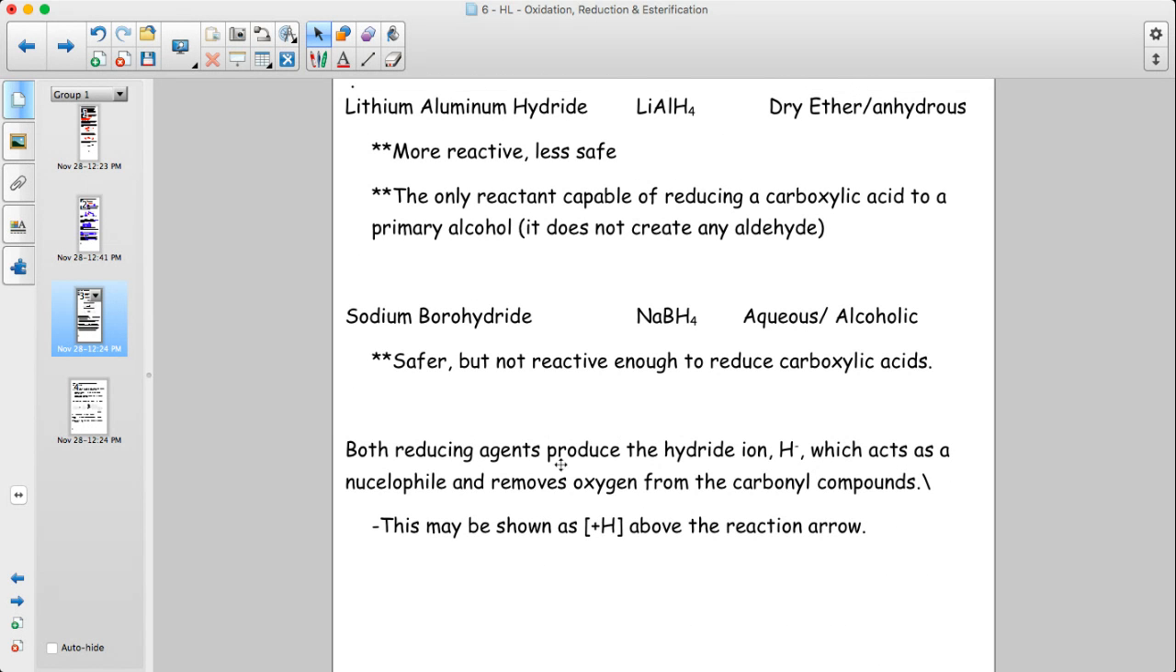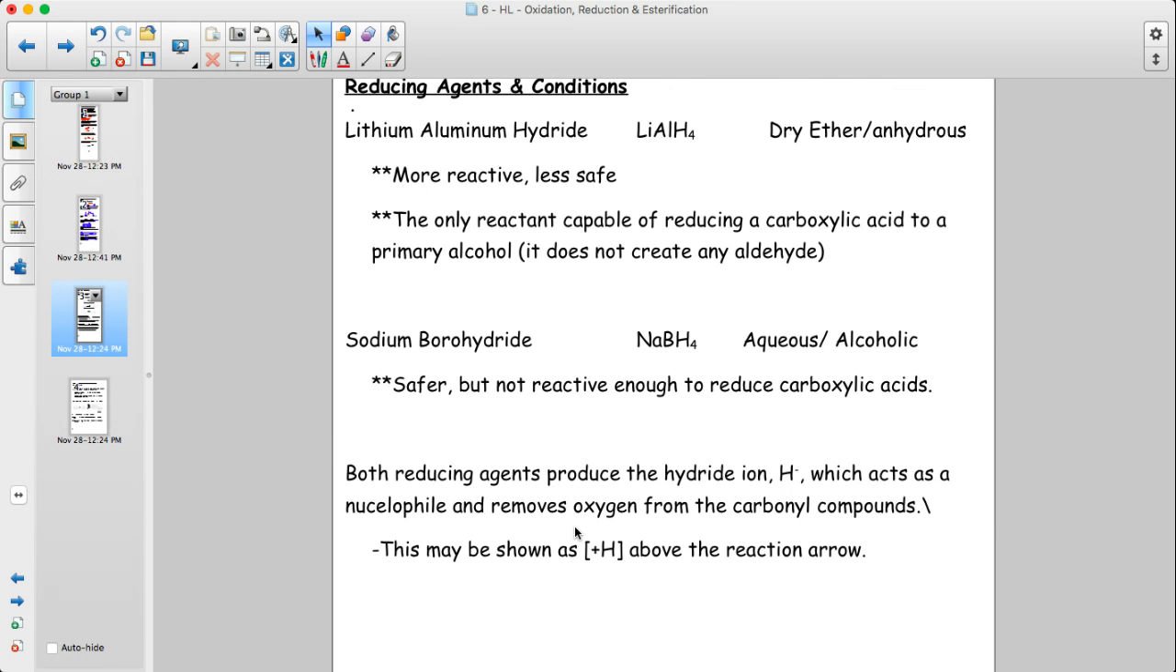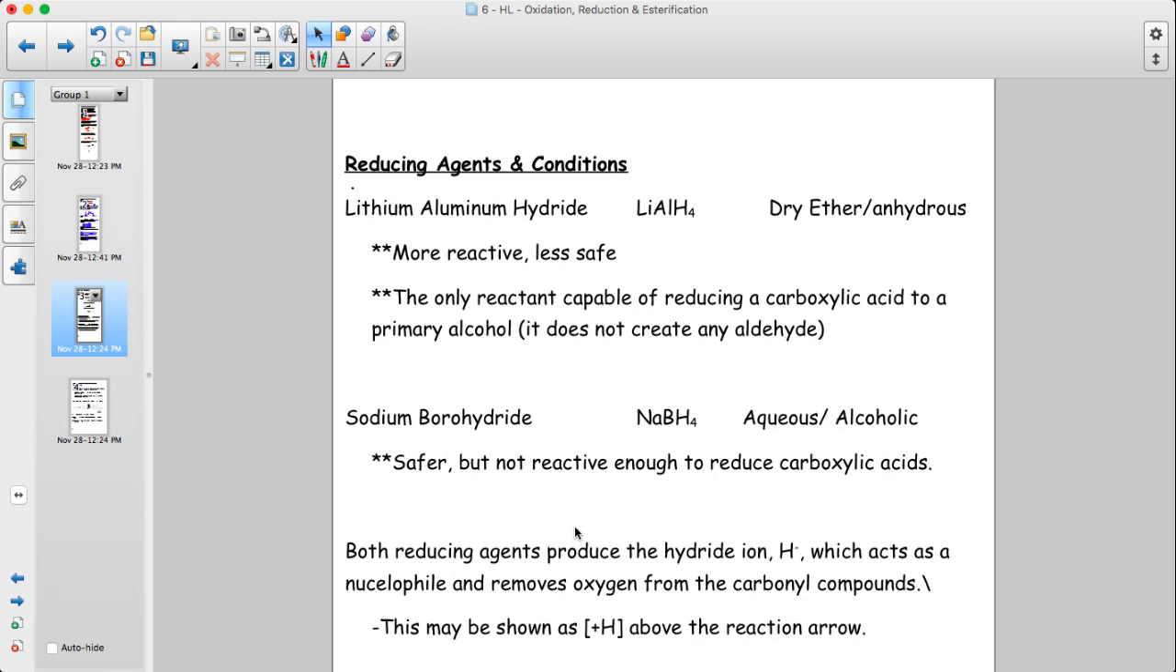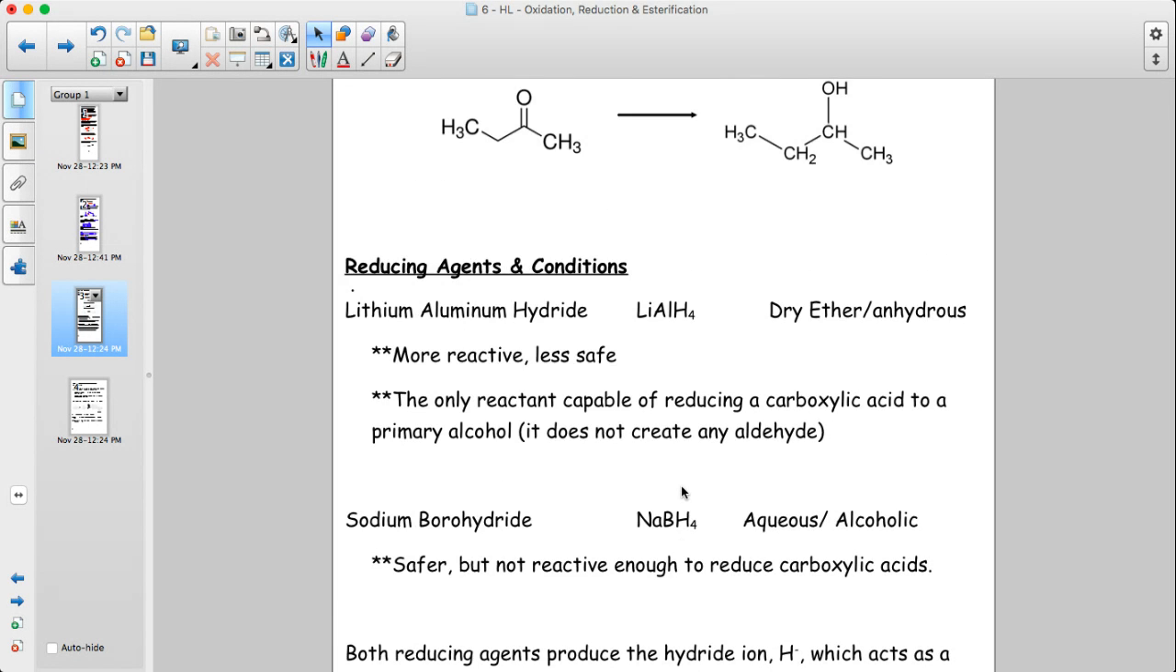Both reducing agents produce the hydride ion, H-, and that's a very powerful nucleophile that can remove oxygen from the carbonyl compounds. You might see that in a reaction as plus H, indicating that you're adding hydrogen. Remember that one of the old definitions of reduction was adding hydrogen, and so essentially this is providing you with lots and lots of H as the H- ion.